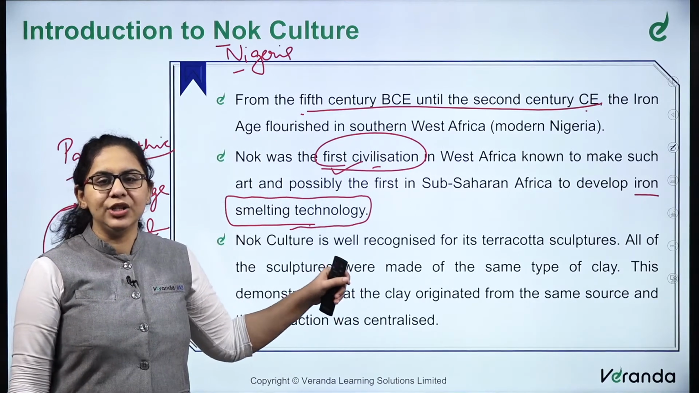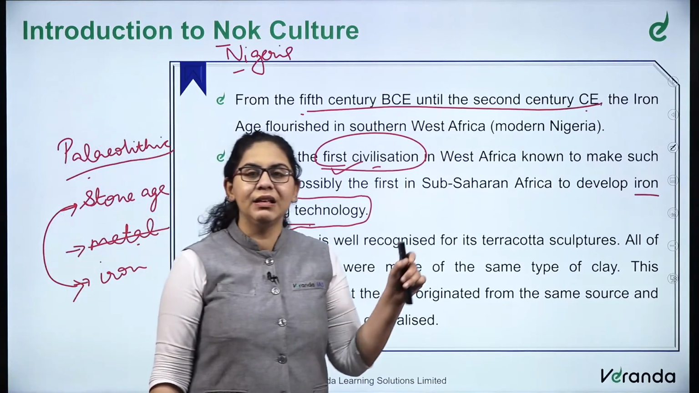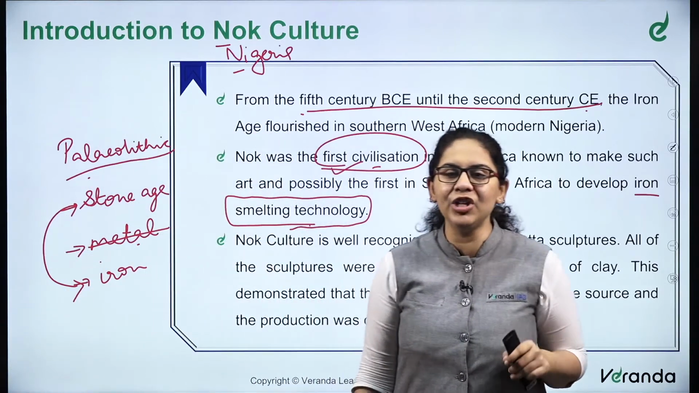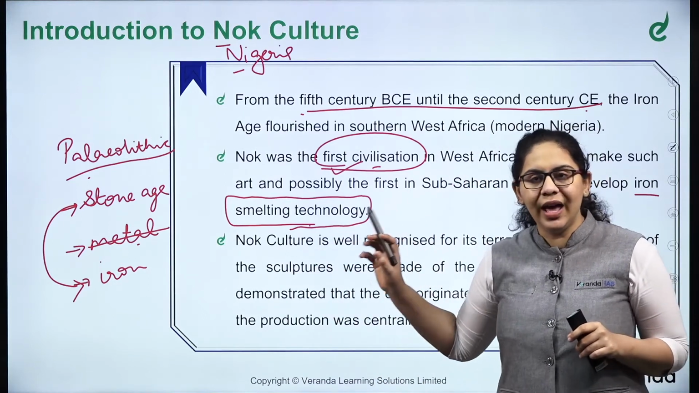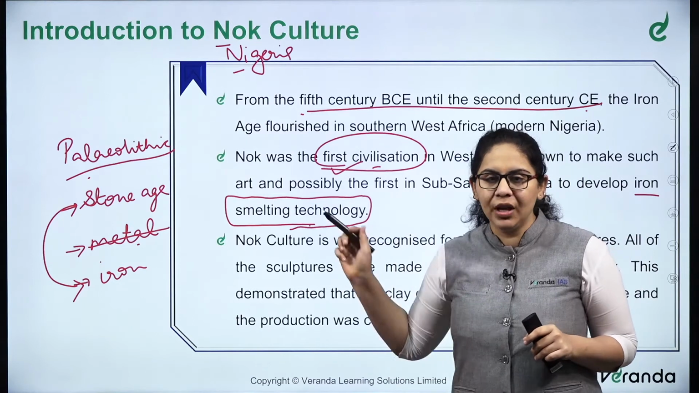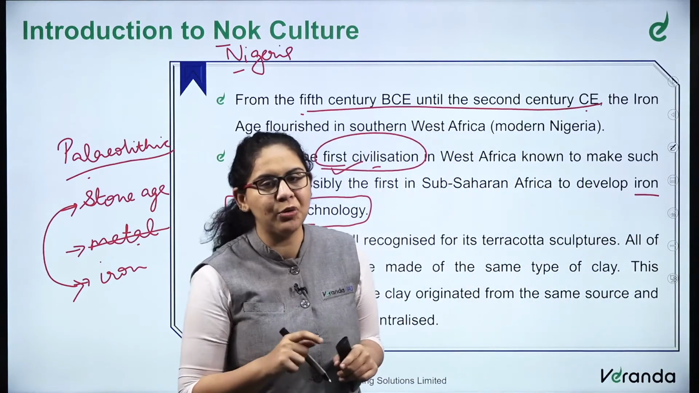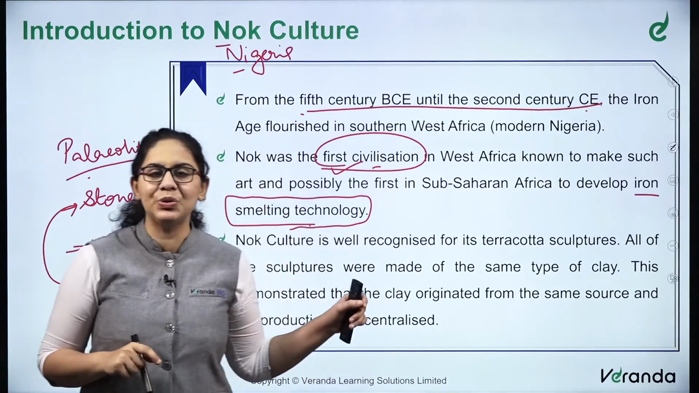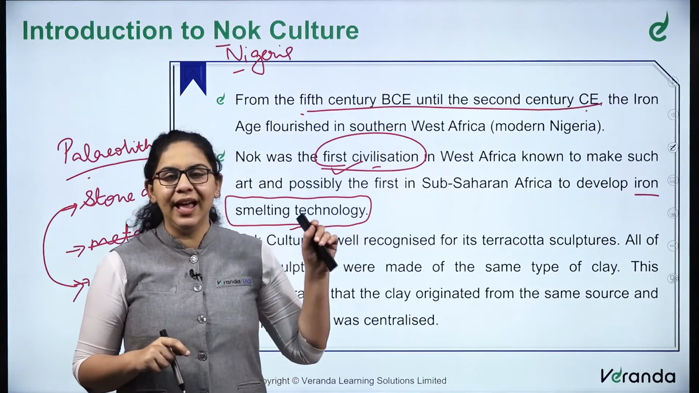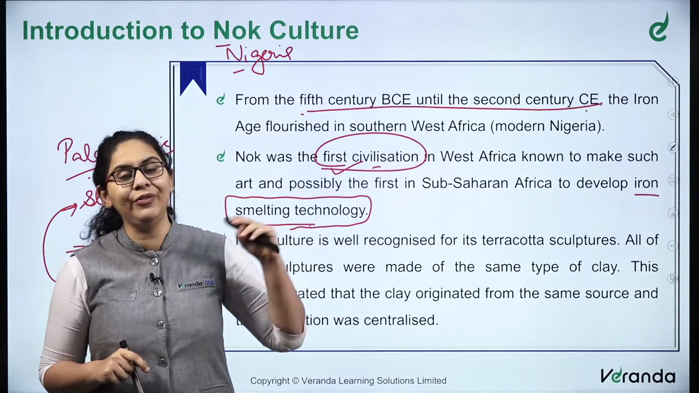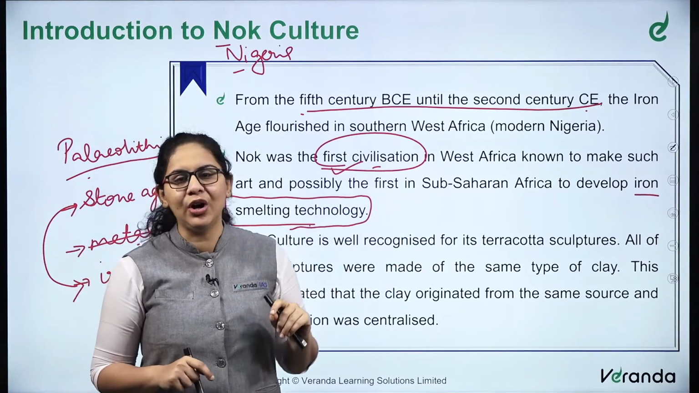Next, NOK culture is well recognized for its terracotta sculptures. Not only this, the excavations tell us that the people of NOK culture had interest in artistic and aesthetic value, and large-scale terracotta sculptures are found associated with NOK culture. We will see some sculptures as well, and those sculptures have unique features that you can identify as belonging to NOK culture.